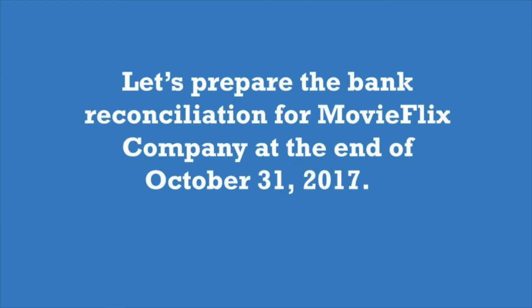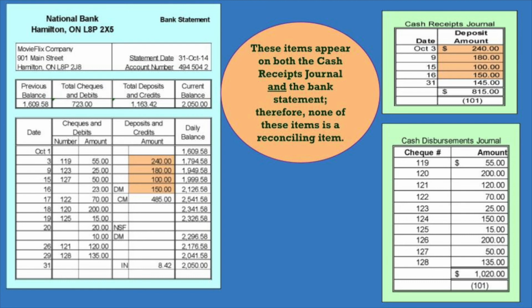So let's prepare a bank reconciliation for this company at the end of October 31st. Here on the left, I have the bank statement, and on the right, I've got the cash receipts and the cash disbursements journal. What we need to do is rationalize the two.